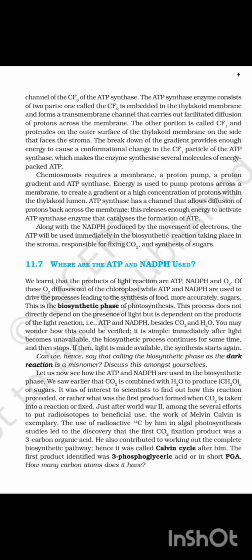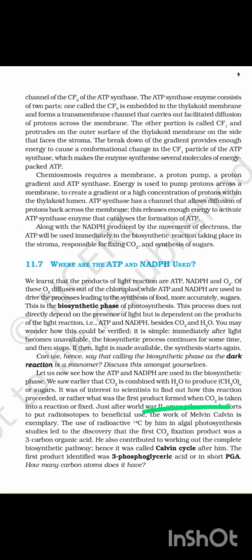Can we hence say that calling the biosynthetic phase the dark reaction is a misnomer? Discuss this amongst yourselves. Let us now see how the ATP and NADPH are used in the biosynthetic phase. We saw earlier that carbon dioxide is combined with water to produce CH2O, or sugar. It was of interest to scientists to find out how this reaction proceeds, or rather what was the first product formed when carbon dioxide is taken into a reaction, or fixed.